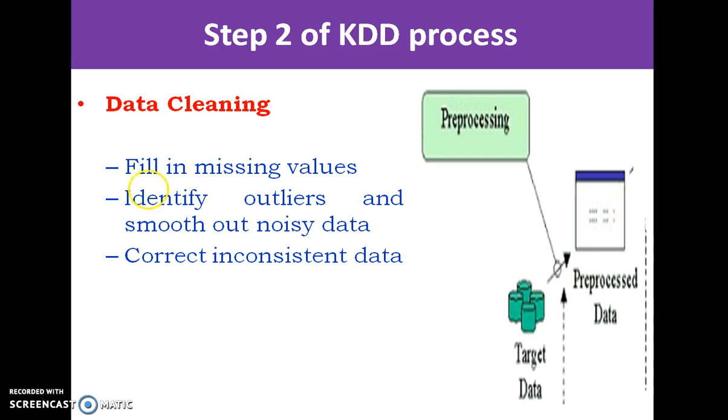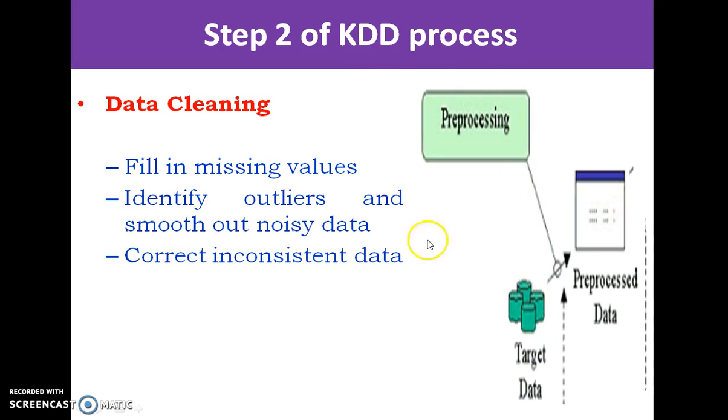What exactly is filling in missing values? The target data that is collected by the user may have some values that are not available. Those not available or null values in the data set must be filled with some sort of values. And the selected data may consist of some outliers due to noise in data collection tools. Those outliers are to be identified and that noisy data is to be smoothed out. Finally, if any sort of inconsistency or wrong values exist, those can be corrected into the correct values.